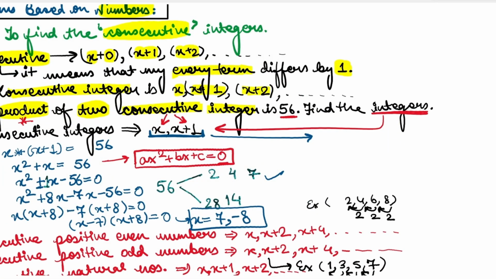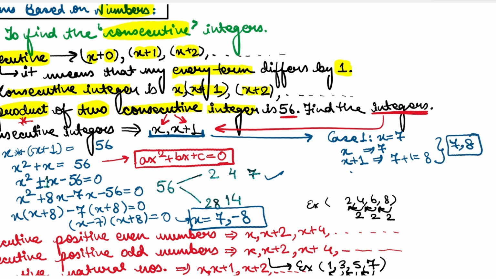In order to solve this question, you need to take two cases. First case is basically when my x becomes equal to 7. क्योंकि हमें दो consecutive integers निकालना है, the first value is x and the other value is x plus 1. So x becomes equal to 7 and x plus 1 becomes equal to 7 plus 1, which becomes equal to 8. So here for the first case your answer is 7 and 8.